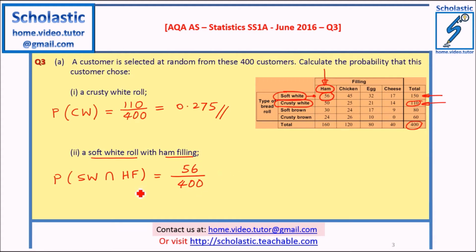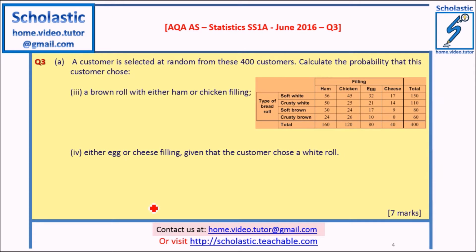That means it is equal to 0.14. Using your calculator, you can calculate that one. Okay, so those are the 2 parts in part A. Let's go to part 3 of part A. A customer is selected at random from these 400 customers. Calculate the probability that this customer chose a brown roll with either ham or chicken filling.